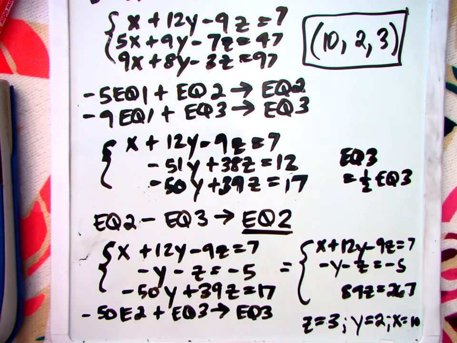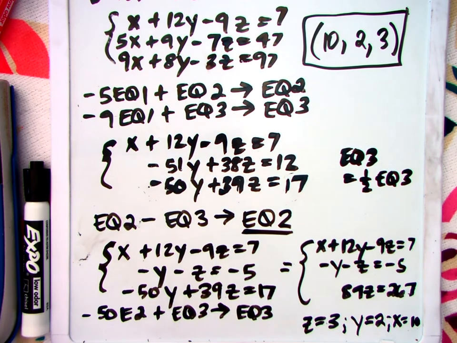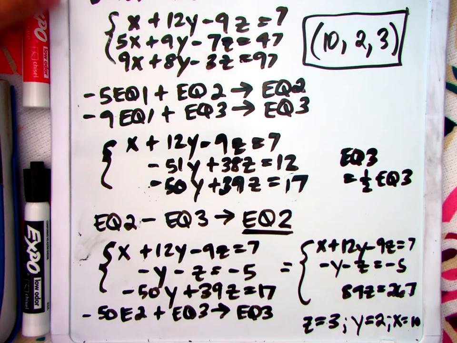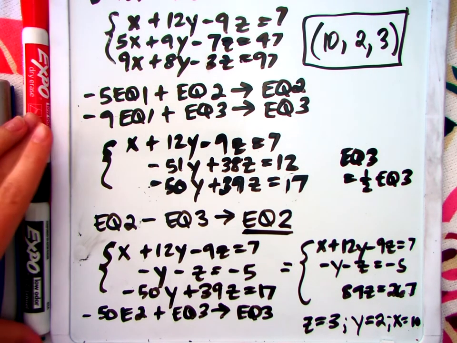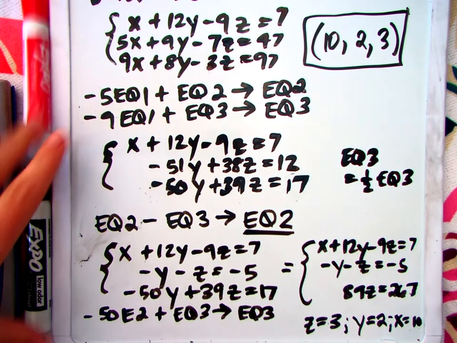All right, that is it for systems of equations. If you hate Gaussian elimination, then you're going to love matrices. Matrices are used to help us with this process.